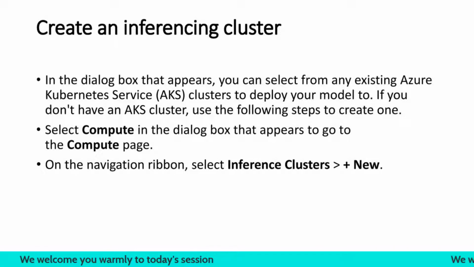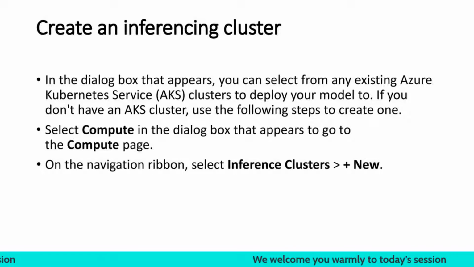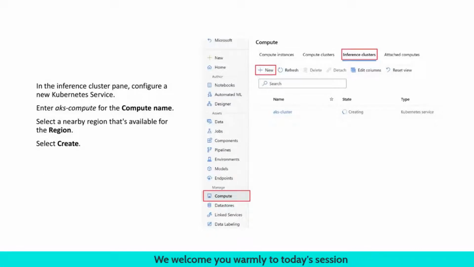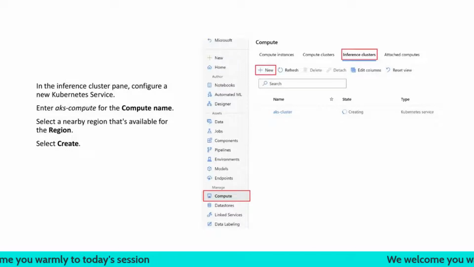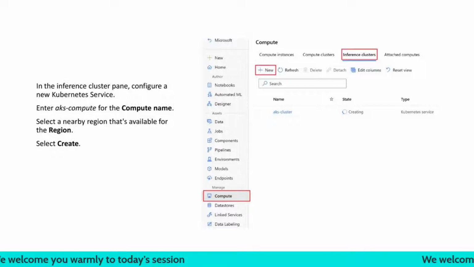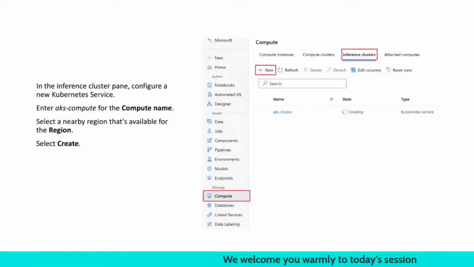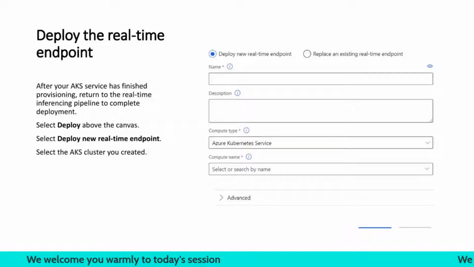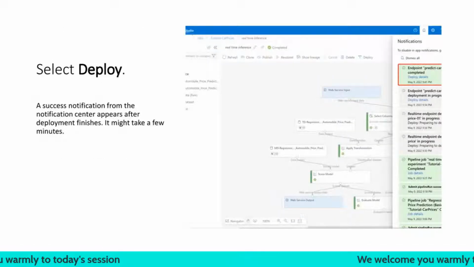If you don't have this, then you can use the following steps to create a compute, navigate to inference cluster, and this will be created for us. If we have one created before, we can specify it. But if we don't have any, this is just a step to create. We just go to the manage part of the machine learning studio, and then specify new, and that will be done.